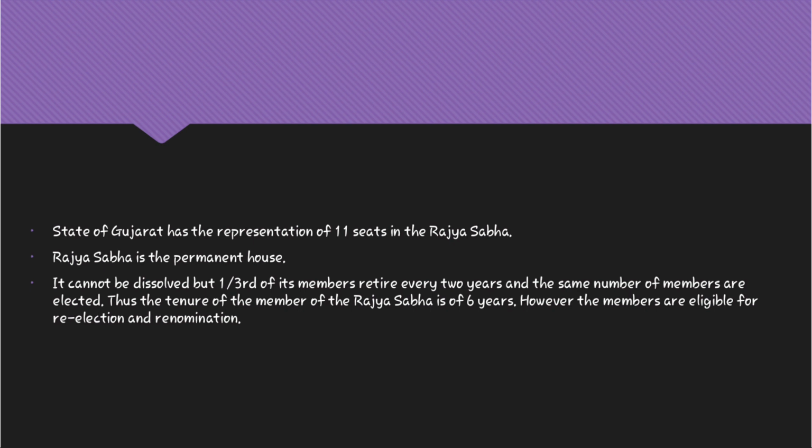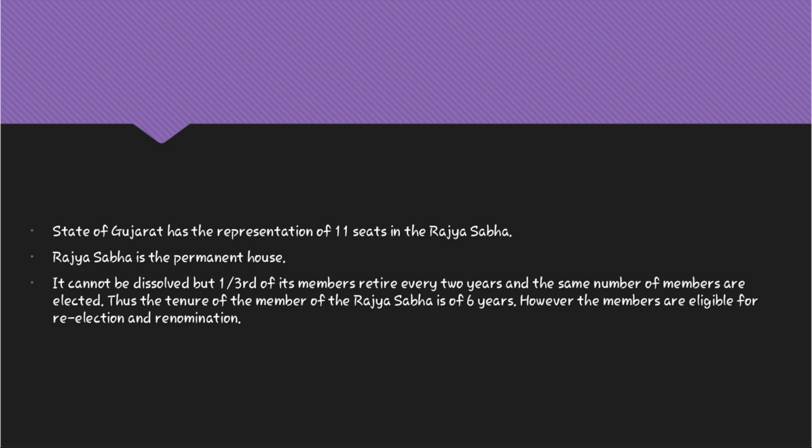Yes, continuing with our topic. Rajya Sabha is the permanent house. Please underline. We have seen that Lok Sabha is not a permanent house, but Rajya Sabha is a permanent house. You are supposed to give reason why Rajya Sabha is a permanent house. Answer is, it cannot be dissolved. Why Rajya Sabha cannot be dissolved? Lok Sabha will be dissolved after 5 years, or if it is not working properly, the president has the right to dissolve it. But Rajya Sabha cannot be dissolved.